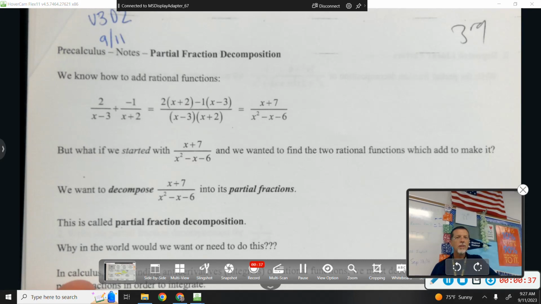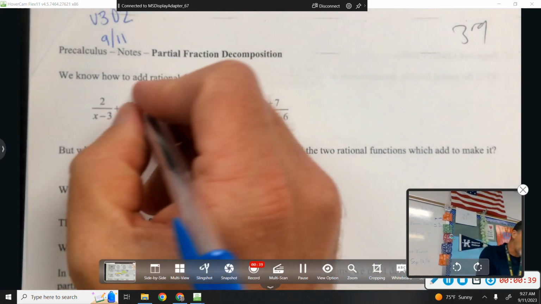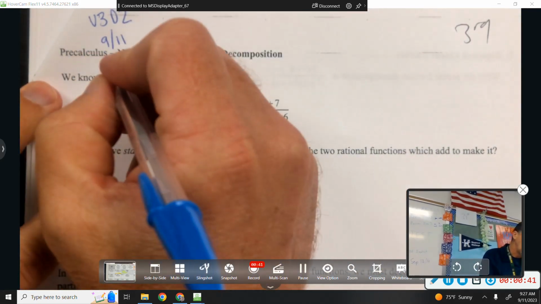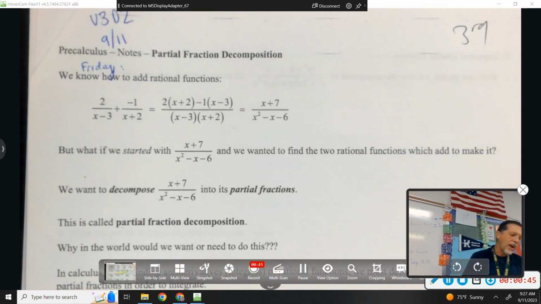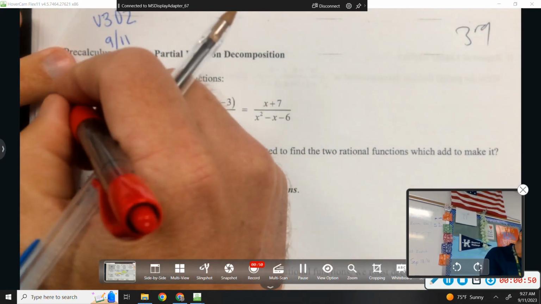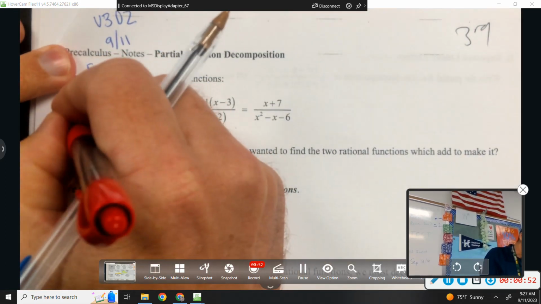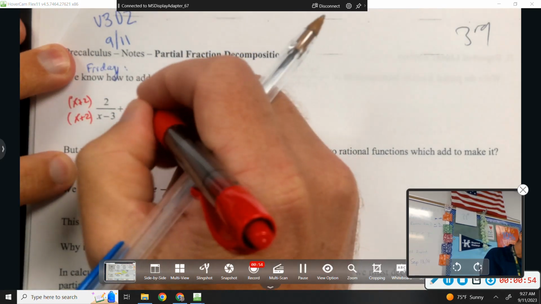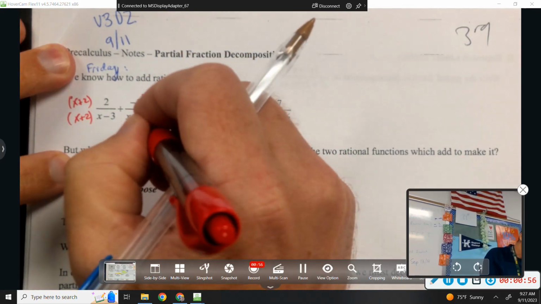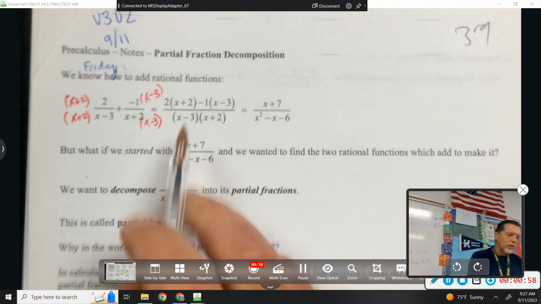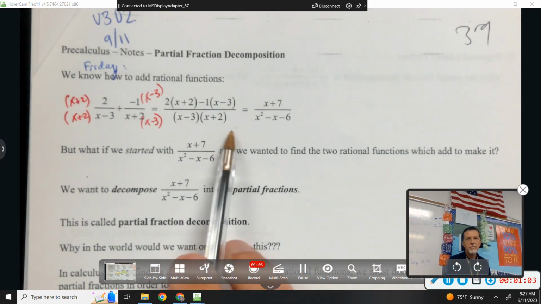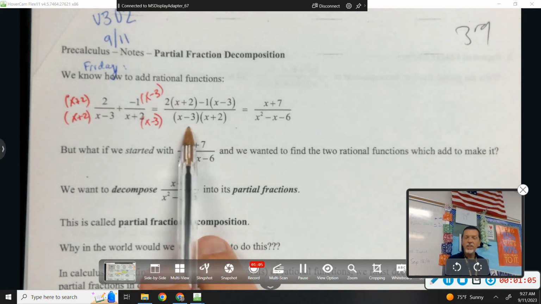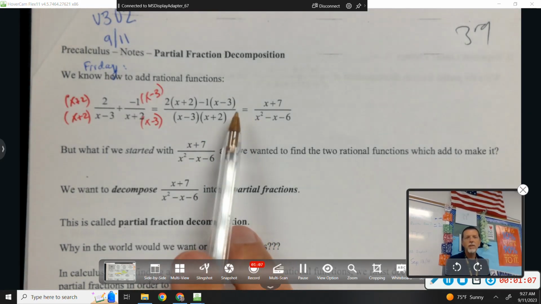Well, let's back up. We know how to add rational functions. This was Friday's lesson, right? Just adding fractions with a common denominator. This one needs an x plus 2, top and bottom. This one needs an x minus 3. That's what is shown, and then we distribute and combine, no big deal. Or you all said it was no big deal because nobody had questions from Friday's worksheet.